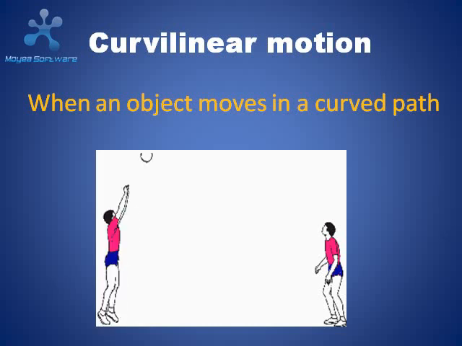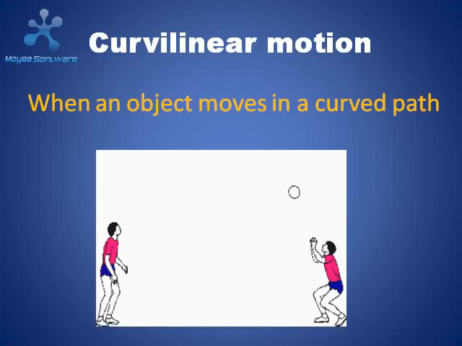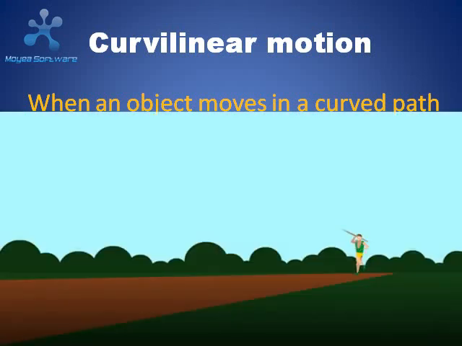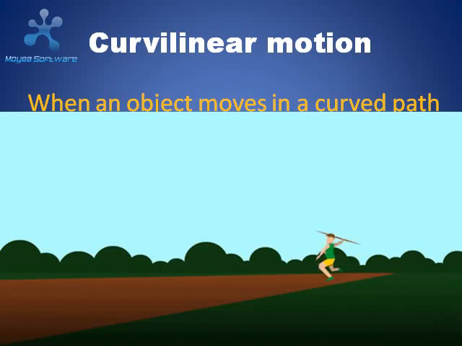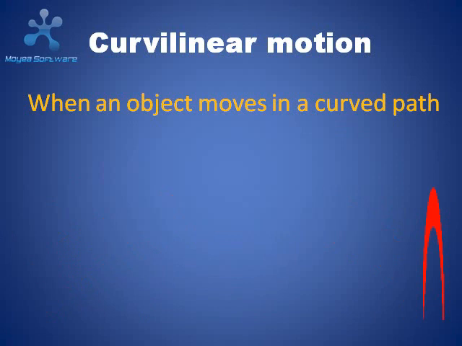Hence, we can say that the ball moving in a curved path while playing games such as volleyball is known as curvilinear motion. Let's take another example. Games such as javelin throw are an example of curvilinear motion because when the javelin is thrown up in the air, you can observe that it moves in a curved path. Hence, we can say that the javelin throw is an example of curvilinear motion.